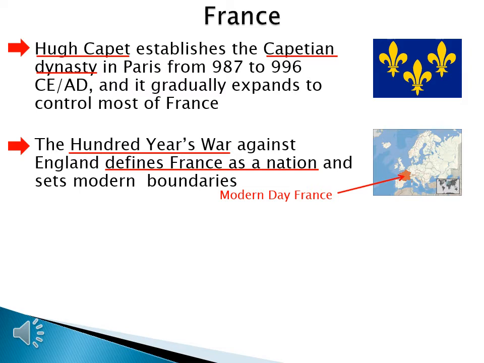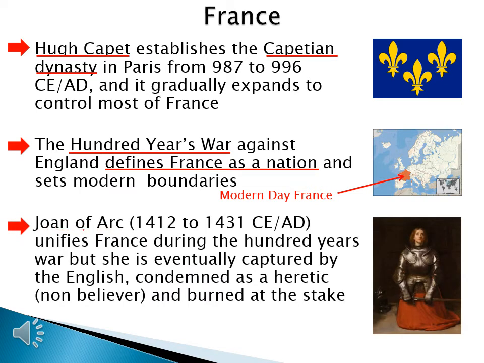Now, nation states have their heroes and heroines. Joan of Arc, who's around from 1412 to 1431 CE, unifies France during the 100 Years' War, but she is eventually captured by the English, condemned as a heretic, or a non-believer in Christianity, and burned at the stake. She becomes a martyr, or a symbol for France as a country. It's not just monarchs who can influence a nation state's history. Go to the next slide.